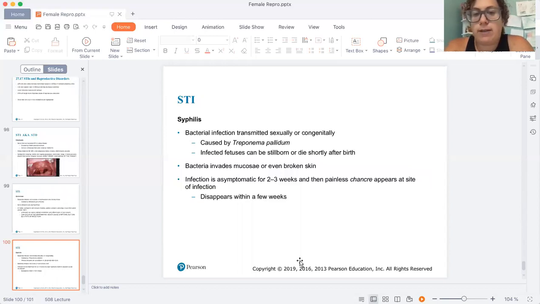So syphilis is caused by a treponema, and it is pretty bad. Bacteria invade the mucosa or broken skin. Infection is normally asymptomatic until a painless chancre, which is a sore that has no pain, appears at the site of infection and disappears within a few weeks. Some people are like, ooh, I'm treated. No. When it disappears, it means it goes into the rest of the body and starts affecting the body.